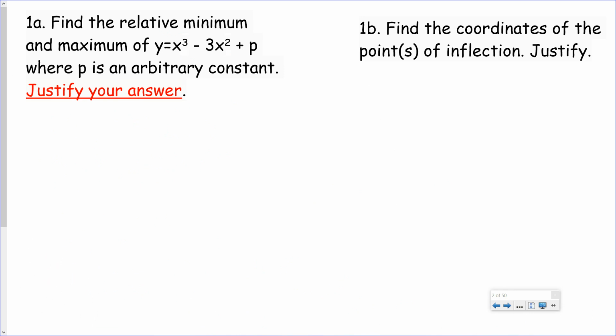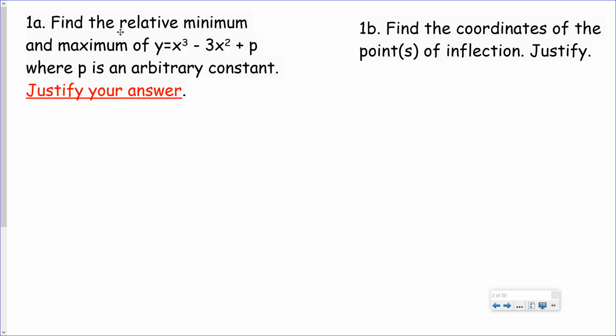You have a question similar to your test, and hopefully by this time you've figured out that warm-ups are usually on your test, and the notes that I give you right after the warm-up, usually if we do extra problems, those are usually on your test also. Okay, find the relative min, find the relative max. You've got a y equals, justify your answer.